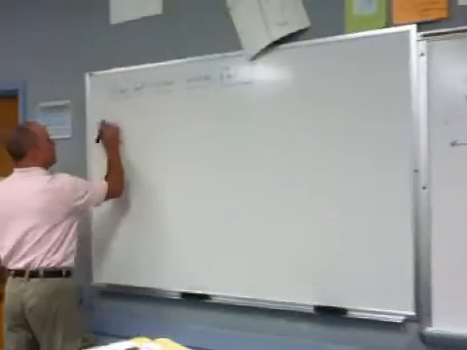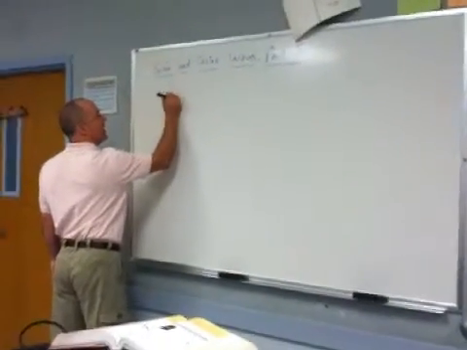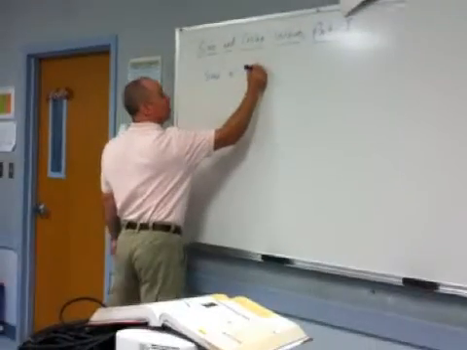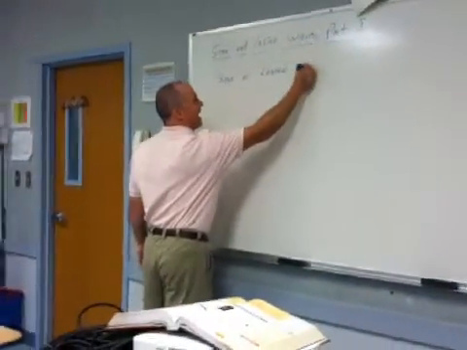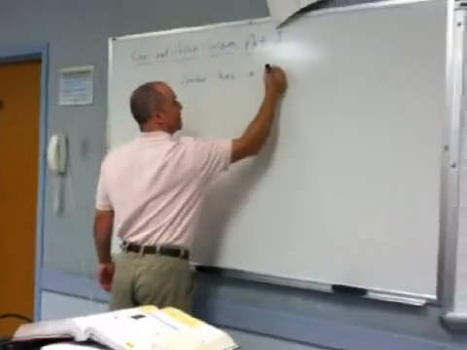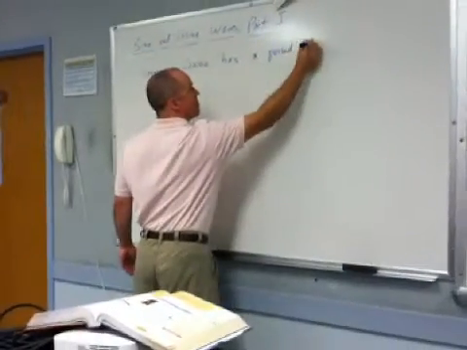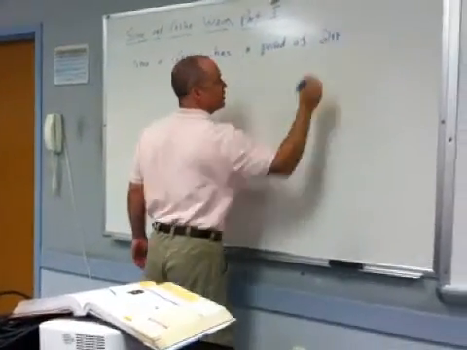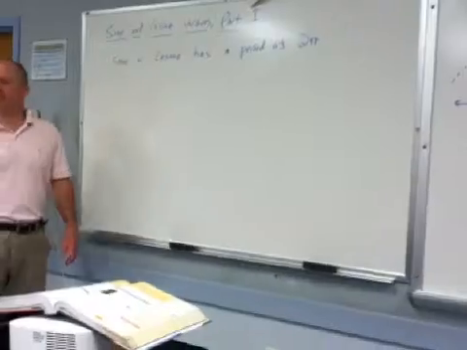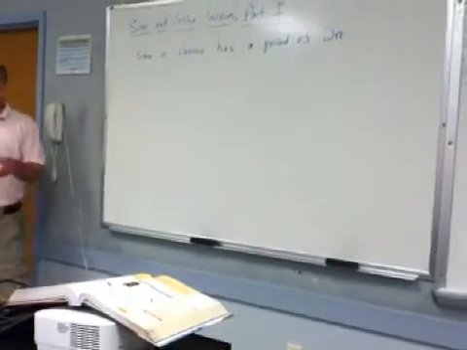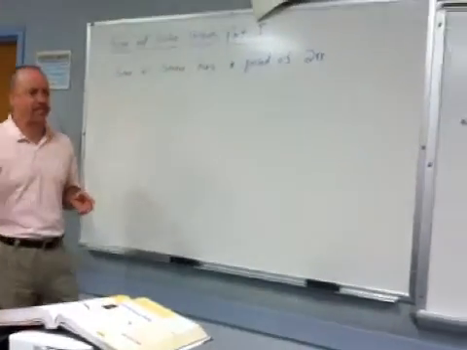Okay? So sine or cosine has a period of 2 pi. Do you think that's always the most convenient thing? Do you think everything you want to model always repeats every 2 pi units?